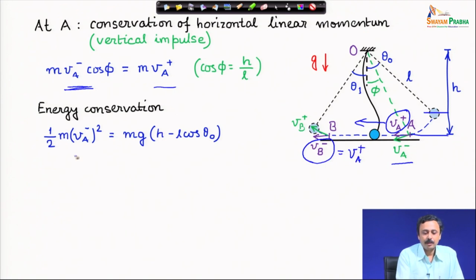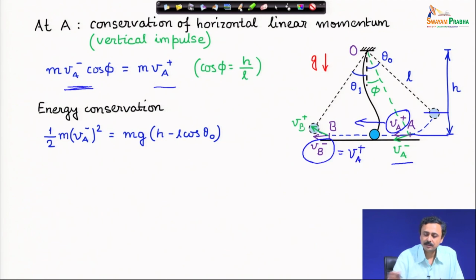The final kinetic energy, I am taking the potential datum as the ground, the horizontal. Therefore, there the potential is 0, and the kinetic energy is half mass times velocity a minus whole square. When it started off from theta naught it was released. Therefore, the initial kinetic energy is 0, it is only potential energy. How much is the potential energy? mg times h minus L cosine theta naught. This is straightforward geometry which you can calculate.